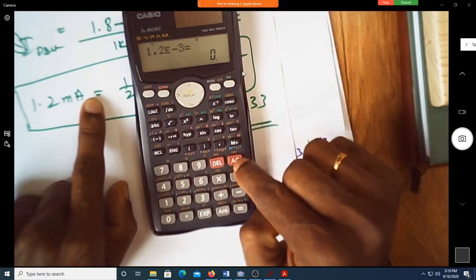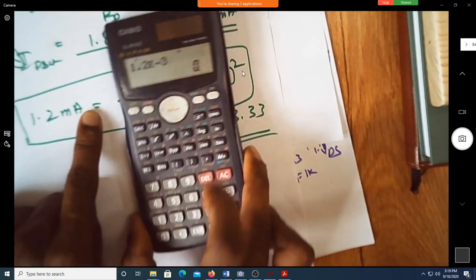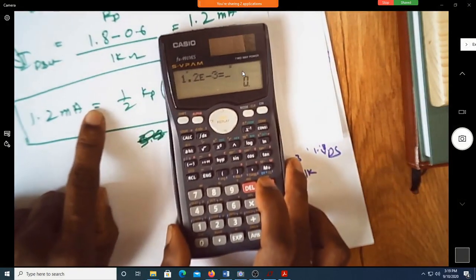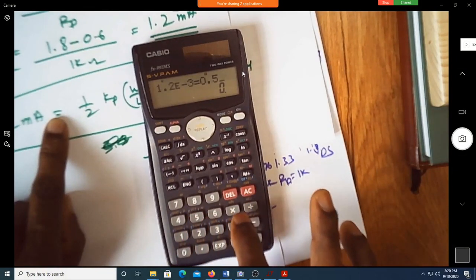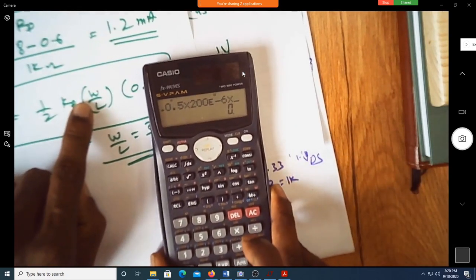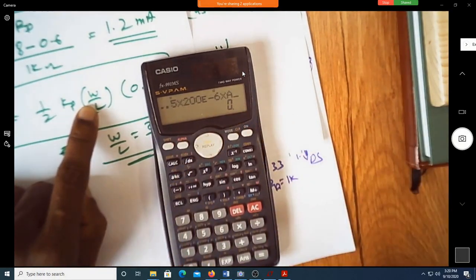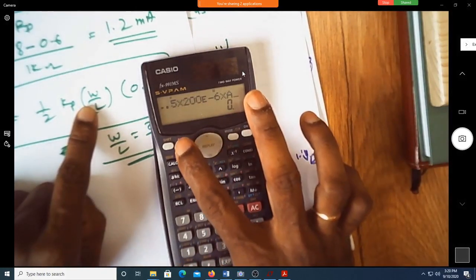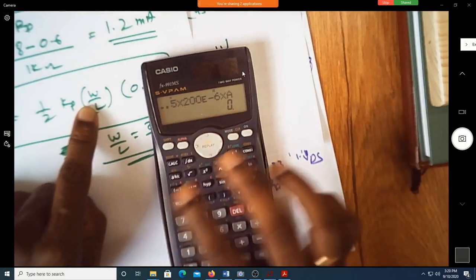Let me just redo it. 1.2 exponential minus 3, that is 1.2 milliampere. Alpha equals is exactly this equation. Then 0.5 into 200 exponential minus 6 into, this is a parameter to be found. You make it as alpha A. Alpha A is an unknown parameter because you don't know the value. Type it as alpha A. Press on alpha, press on this A, the pink color letter A, B, C, D.